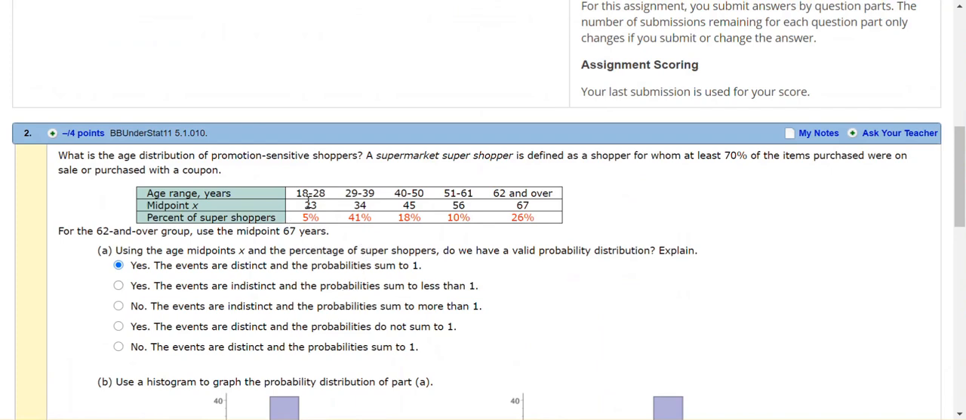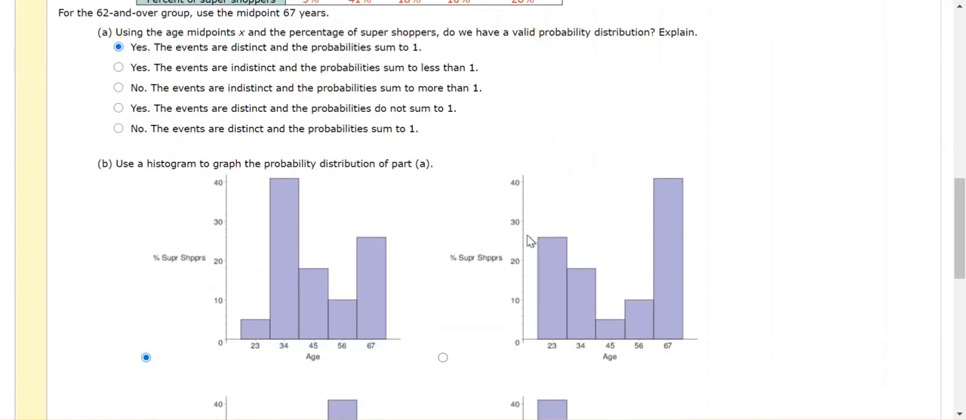So what I would do is take 23, multiply that by 5%. So 23 times 5%, write that number down. Then I would take 34 and multiply it by 41%, write that number down. Then I'd take 45 times 18%, write that number down. 56 times 10%, write that number down. 67 times 26%, write that number down. Then I would sum all 5 of those results together. So that's how I would do that.